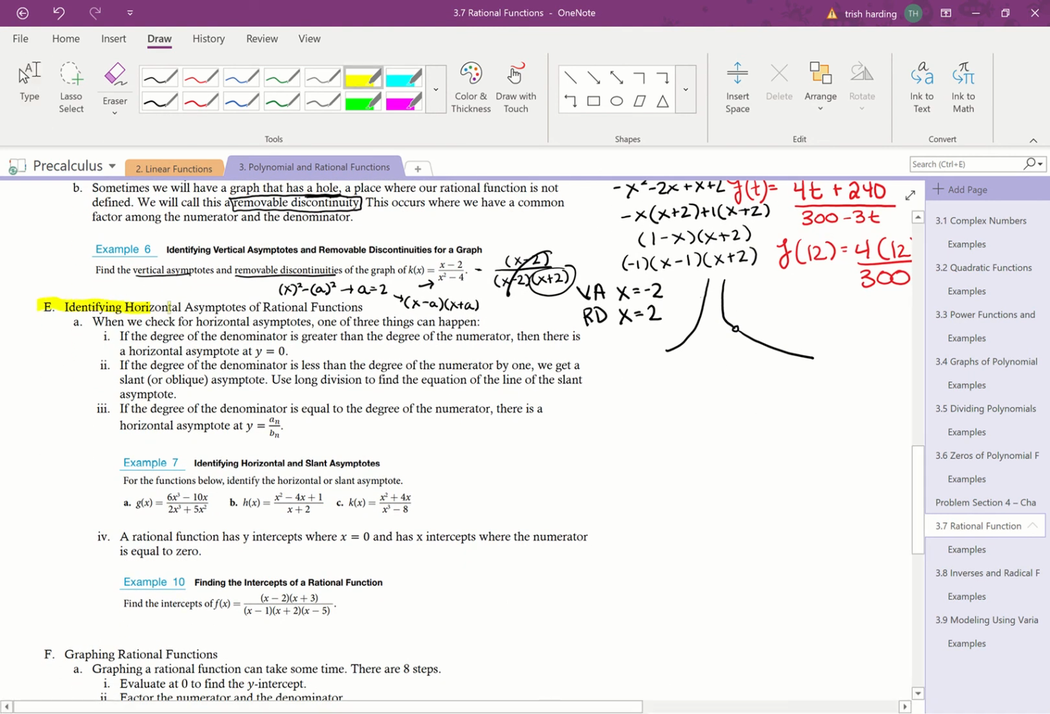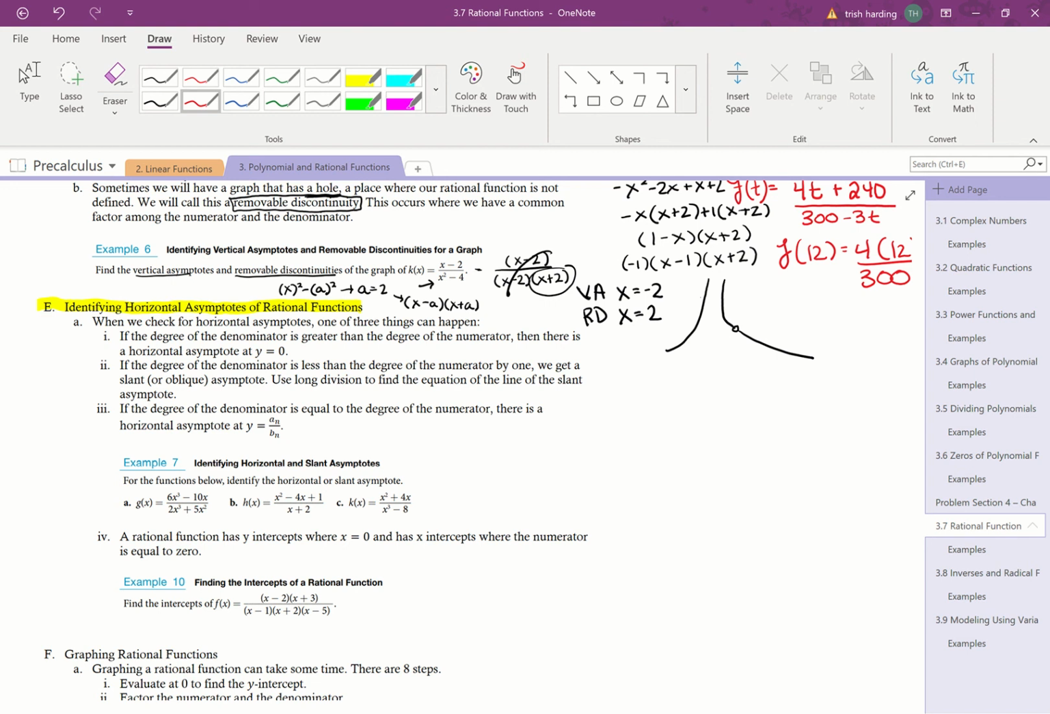Okay, identifying horizontal asymptotes of rational functions. Now we're talking about horizontal asymptotes. So 3 things can happen for a horizontal asymptote. If the degree of the denominator is greater than the degree of the numerator, then there is a horizontal asymptote at y equals 0. And I'm going to show you what I mean here. So if the degree of the denominator, that's the one on the bottom, is greater than the degree of the numerator, that's the one on top, then we're going to have an asymptote at y equals 0.